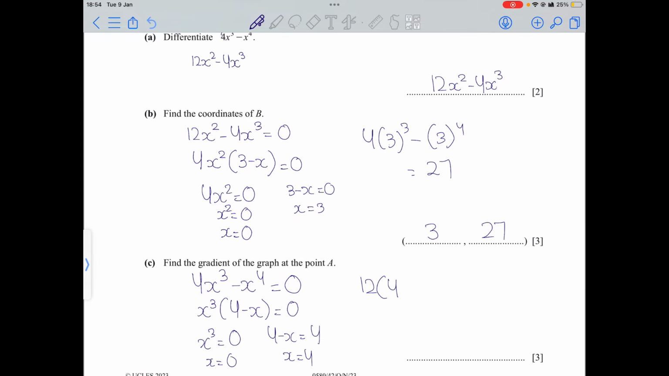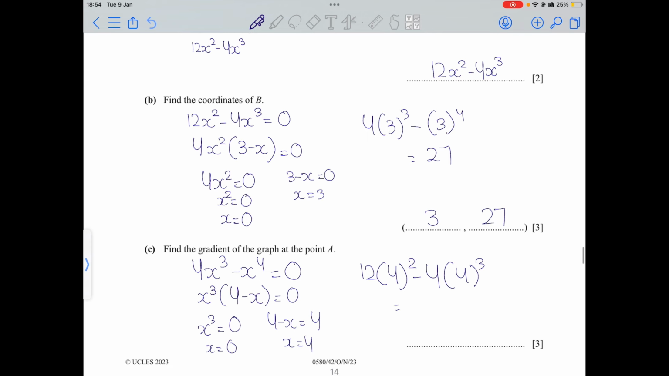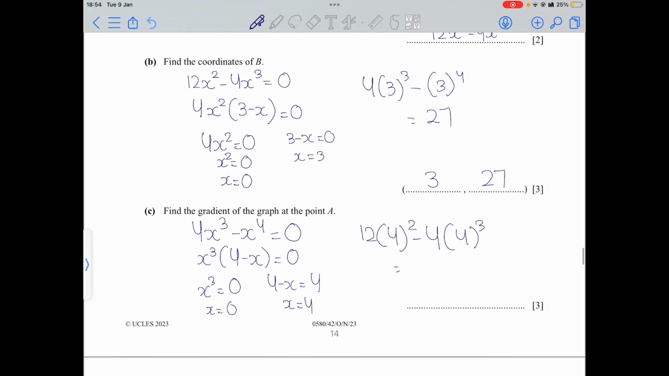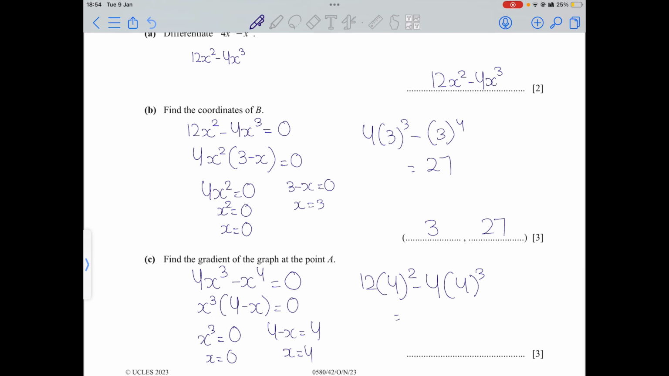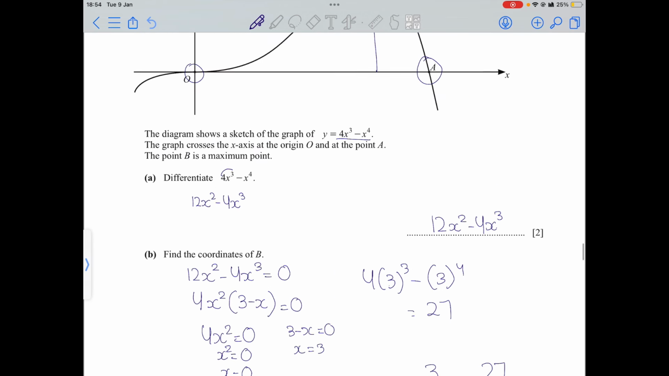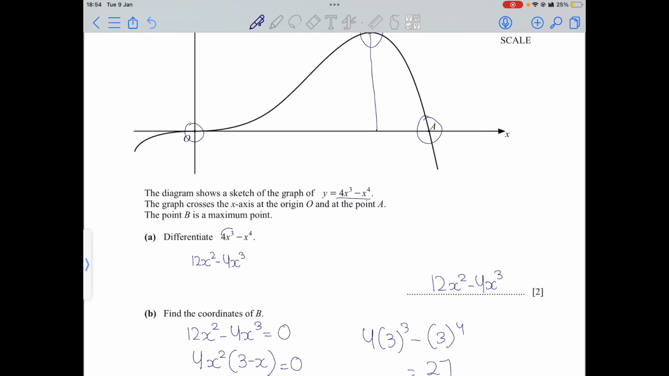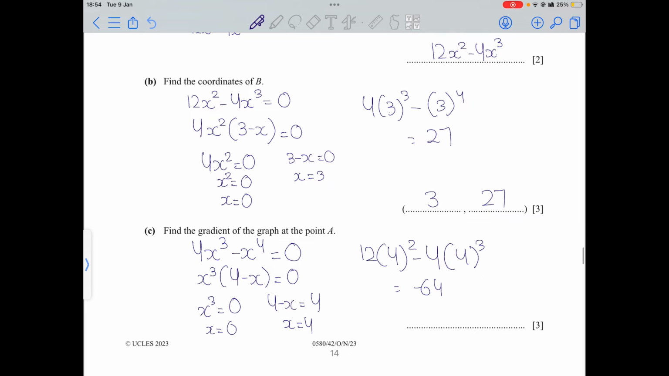So 12 times 4 squared minus 4 cubed. 12 times 4 squared minus 4 cubed. That seems a bit surprising. So 12, okay, of course the gradient, if I do 12 times 4 squared minus 4 times 4 cubed. Okay, that's correct. That gives me negative 64. We know this is actually true because at point A the graph is going downwards, so it will have a negative gradient, negative 64.